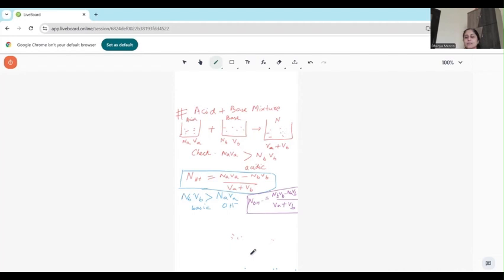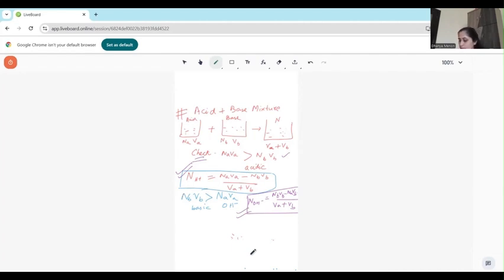So when an acid is mixed with a base, you need to check whether the gram equivalent of acid is more or less. If it is more, that means the solution is acidic. It will have more H plus ions, and you will use this formula, normality of H plus. And if it turns out that the gram equivalent of base is more, then you will use NOH.